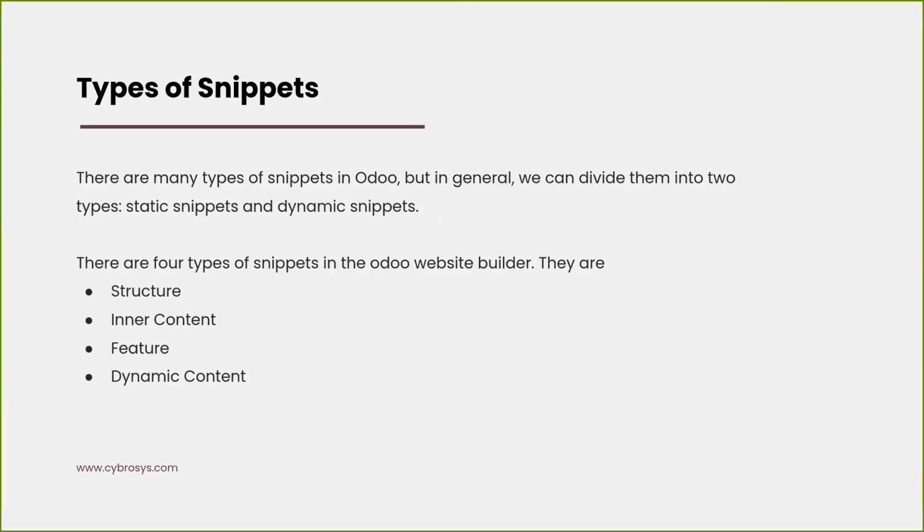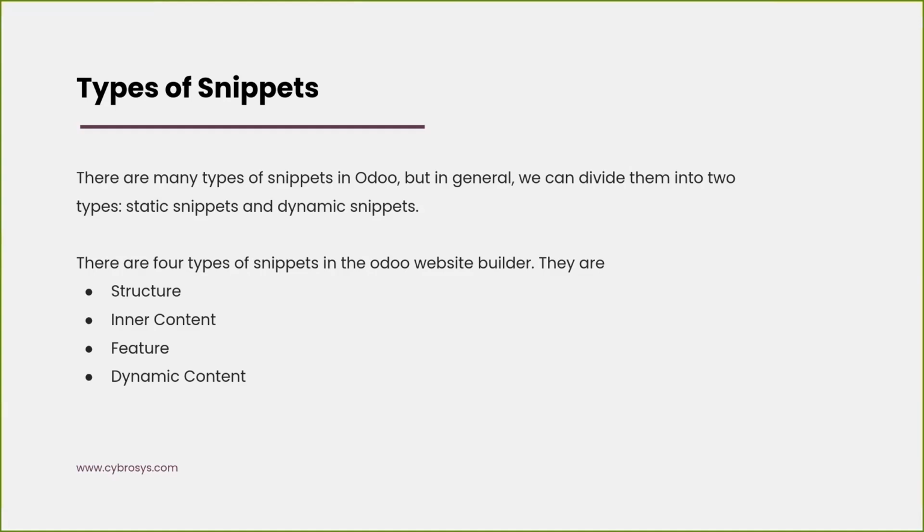Next, there are four types of snippets in Odoo: structure, inner content, feature, and dynamic content. Structure snippets are the snippets where we can create a structure of content, like columns, a row, or multiple rows. Inner content snippets can only be used inside other snippets.